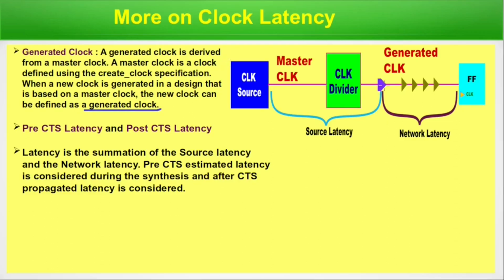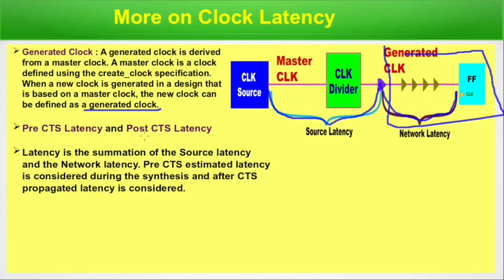If the generated clock is going inside the network or the circuit or the design, that is the point we have defined as the clock definition point. From the clock source, a clock divider is used to generate this generated clock. So from the clock source to the definition point is basically source latency, and from there to the sink path, that is network latency.